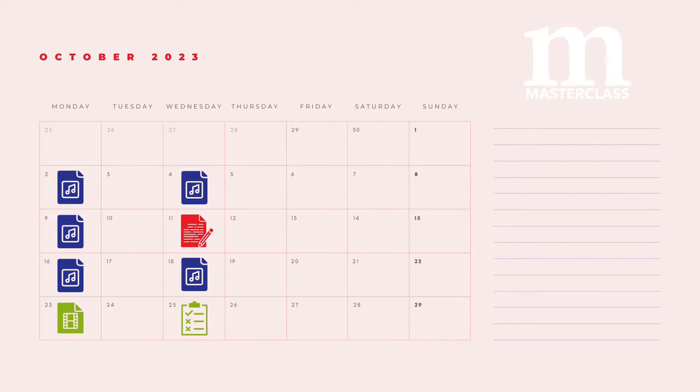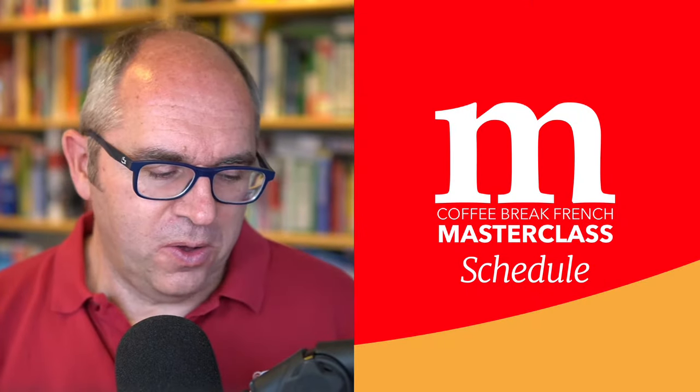And then at the end of the month, we've got our video checklist and our video review of the topics, and then a test towards the end of the month, where you can test what you've learned. It's not a complex test, it's just a multiple choice test that you can do to check what you've learned over the course of the month. So that's the schedule of the masterclass.